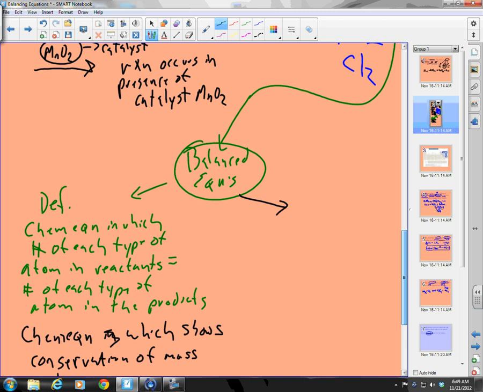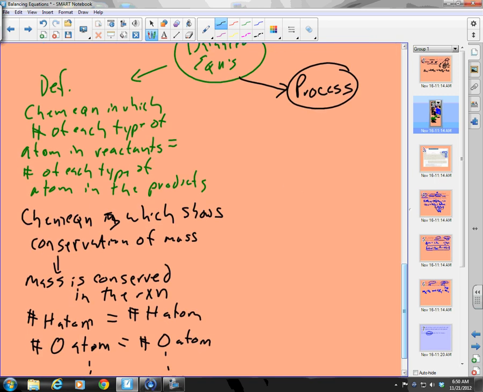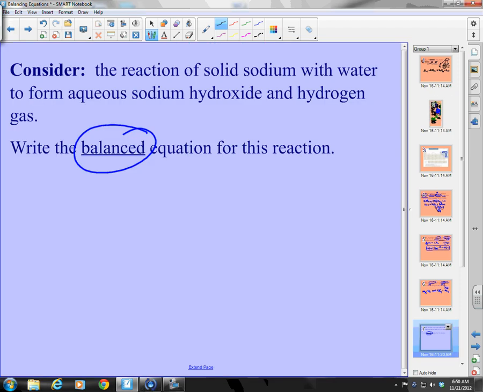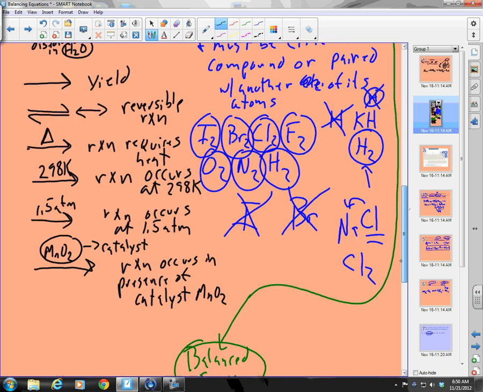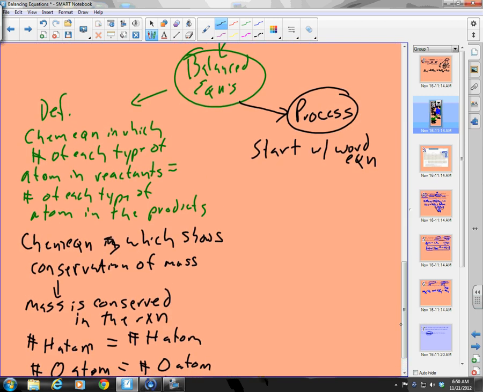So, how do we go about this? What's the process for writing a balanced chemical equation? The first thing we usually do, not always, but usually, is start with a word equation. And that's what we've been given so far. This is a word equation. Okay, good. So once I have my word equation, what am I going to do? Well, we want to identify my reactants and products. Okay, we've been doing that so far.